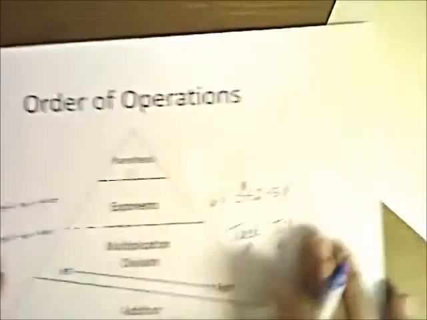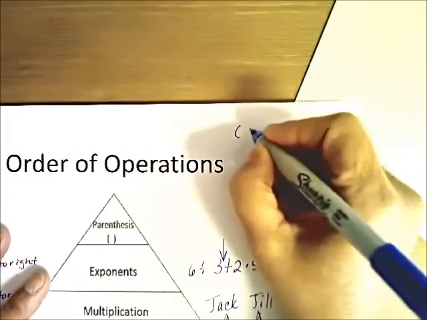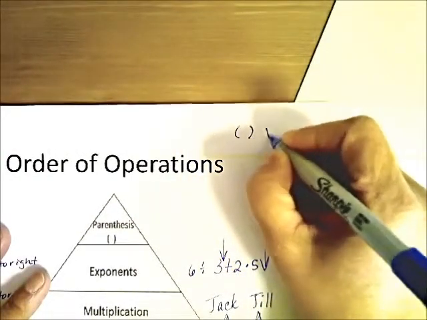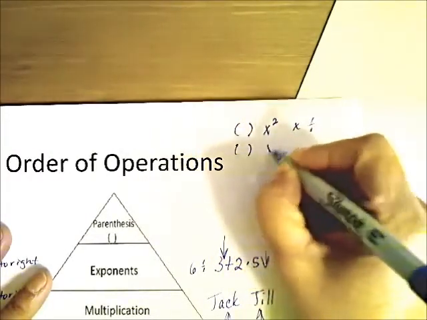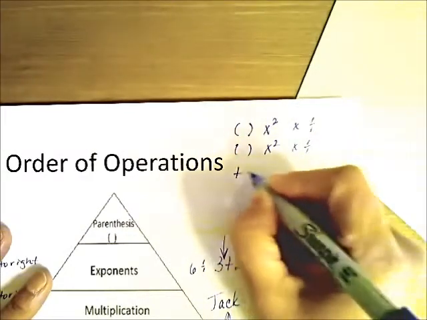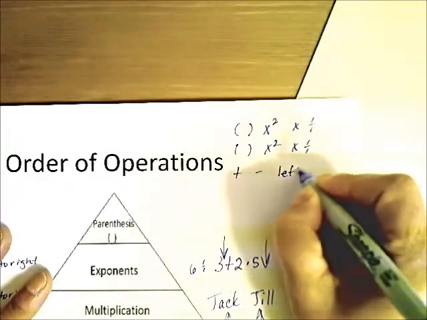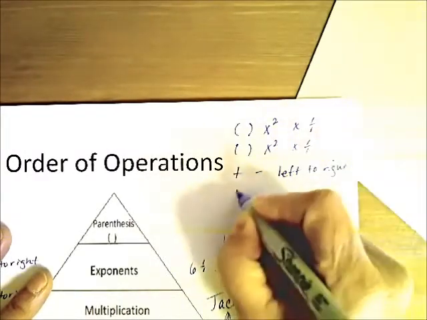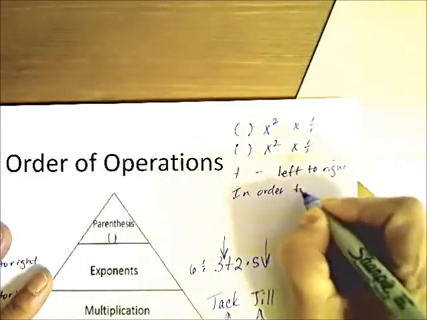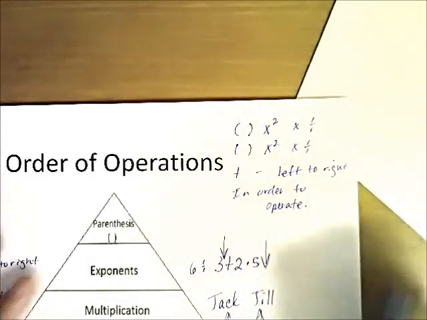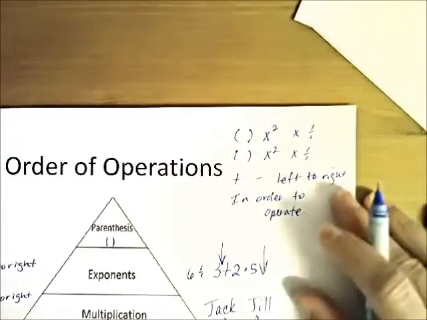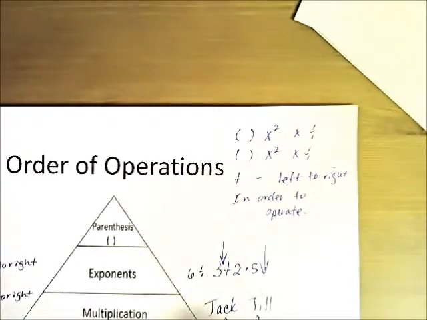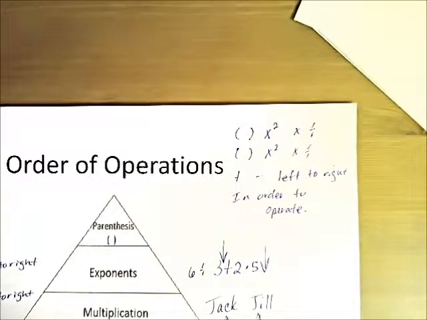I also use a little song to help me remember the order of operations. It's parentheses and then exponents, multiply, divide, parentheses, exponents, multiply, divide. Add, subtract from left to right in order to operate. Okay? And it's to the tune of Rise and Shine and Give God the Glory, Glory. But I'll go ahead and just sing this to you right now. So maybe it'll get stuck in your head and you can even teach it to a younger brother or sister so they can learn it as well.